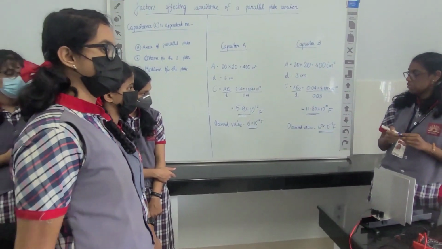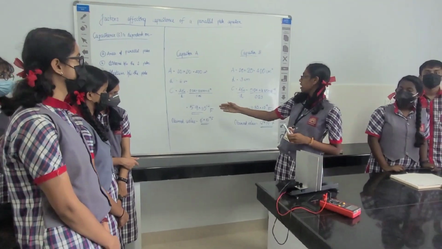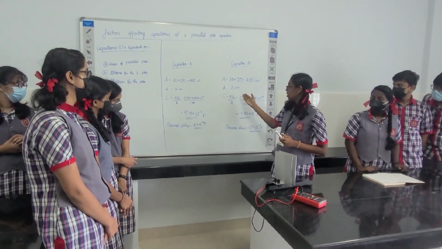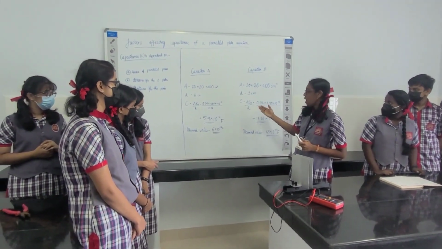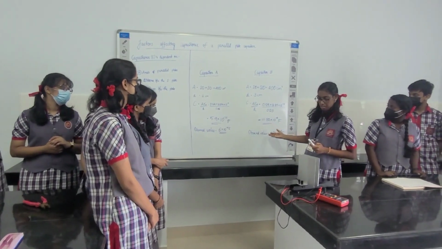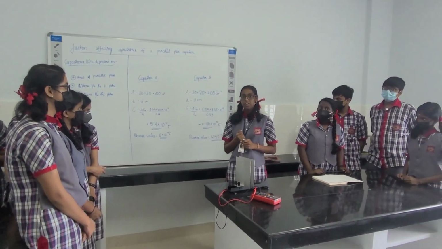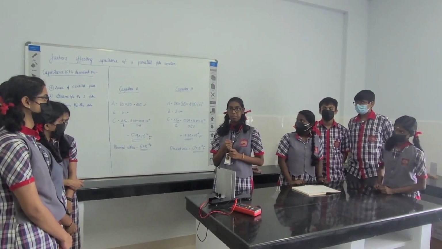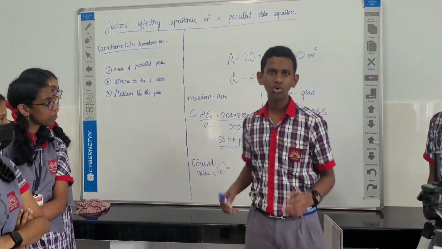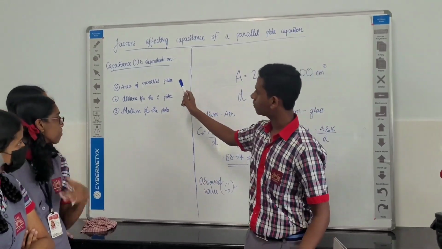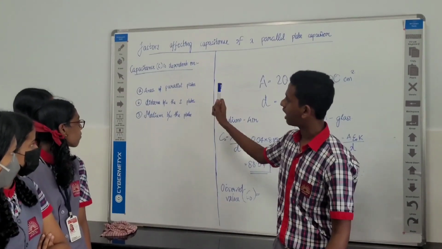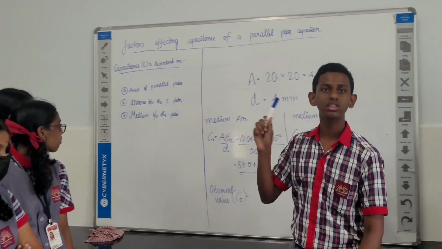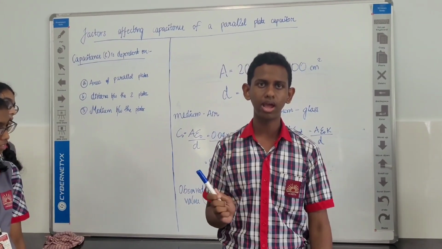From these observations, we can conclude that as we decrease the distance to half of its initial value, the capacitance value doubles. So this shows that distance is inversely proportional to the capacitance of a parallel capacitor. We have seen the effect of increasing the area of the parallel plates and the distance between the two plates. These were done using air as the medium.